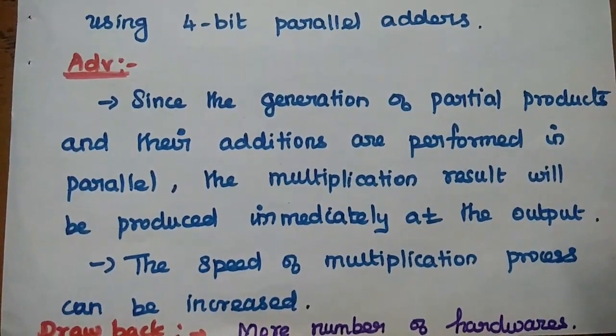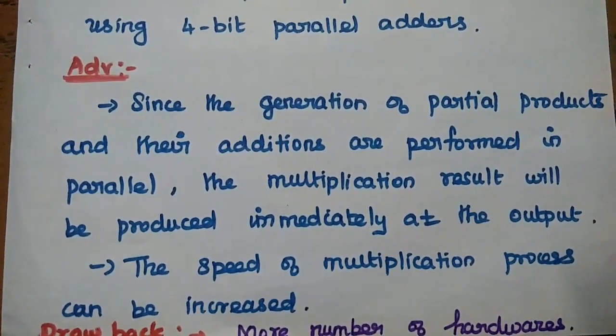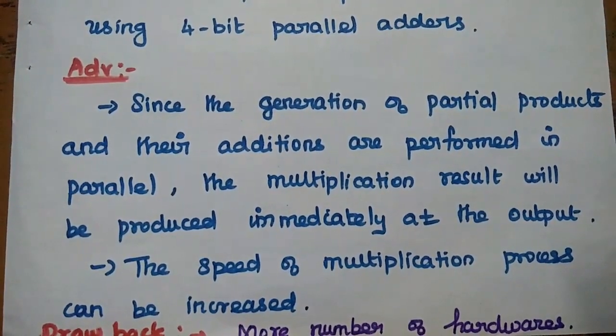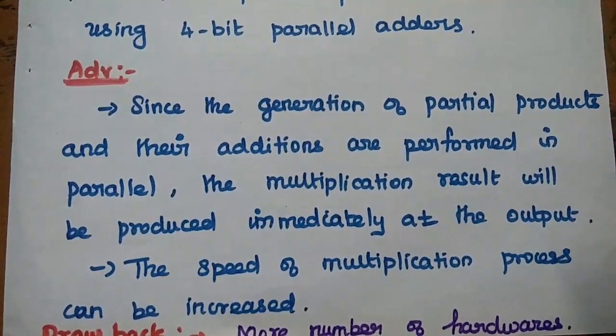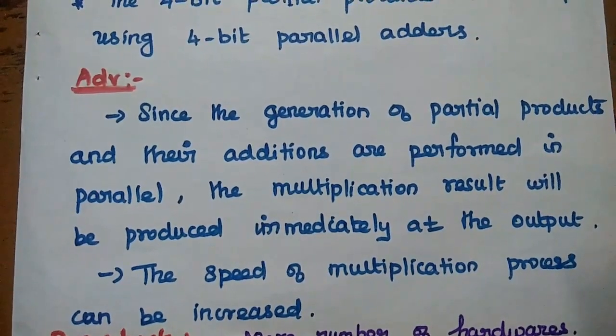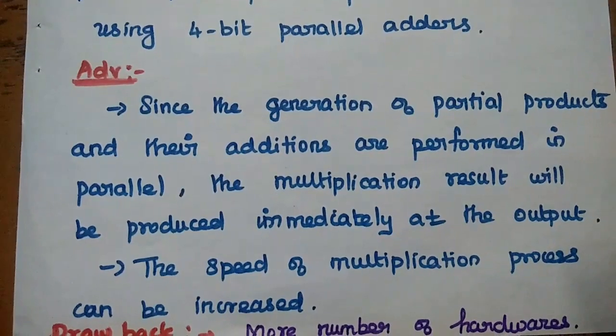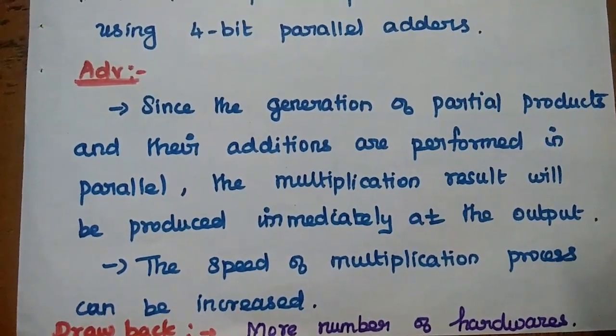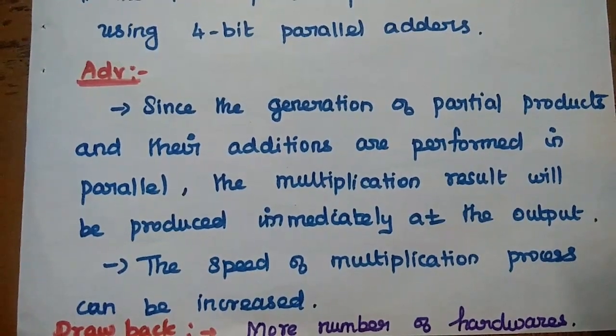But there is one drawback. Here we need more hardware to perform this parallel addition and multiplication. Correct? Because we need 4-bit binary adders and 16 AND gates for performing 4-bit multiplication. So if the number of bits increases, the hardware also increases. That is the major drawback.